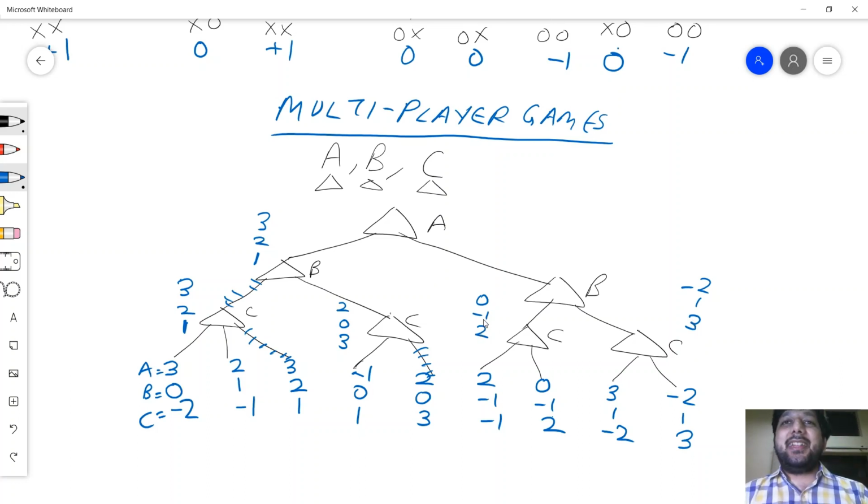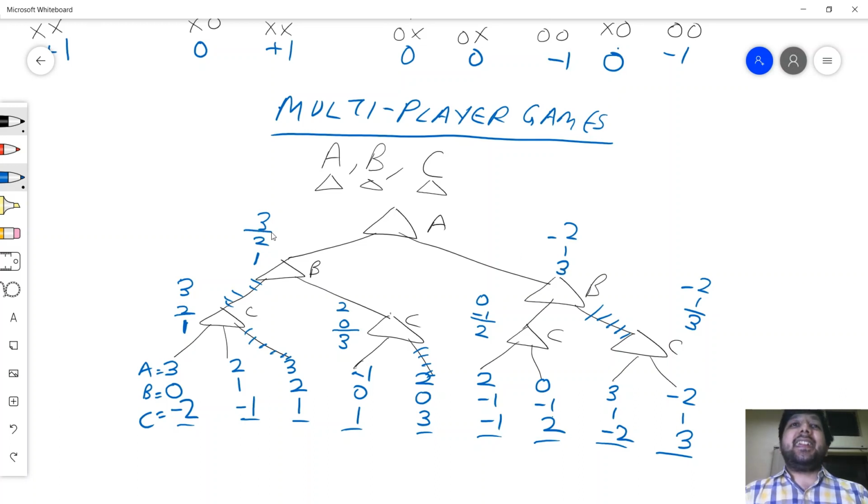B will either get a -1 or a 3. So let me underline these things, the B's decision making. So B will either get a -1 or B will get a 3. B will either get a -1 or it will get 1. I think B will prefer 1. If I was B, I would have preferred 1. So it's -2, 1, 3.